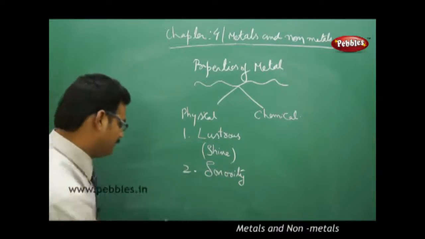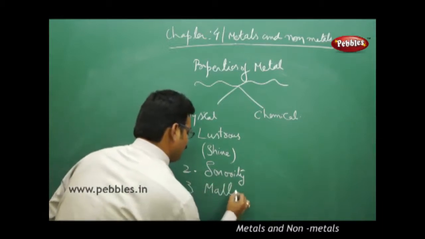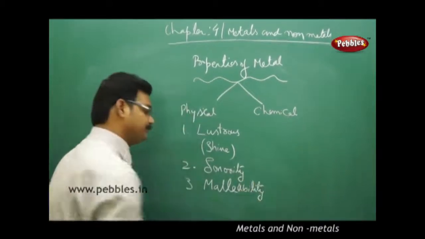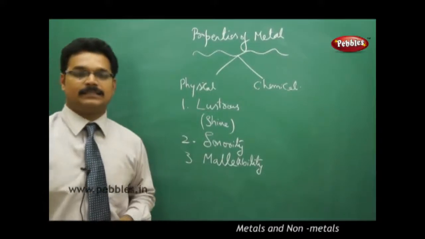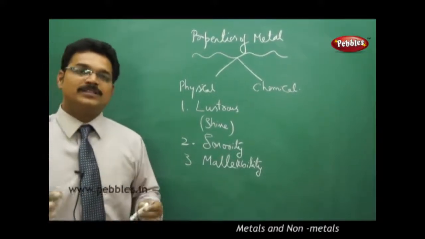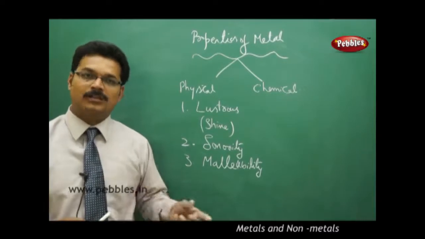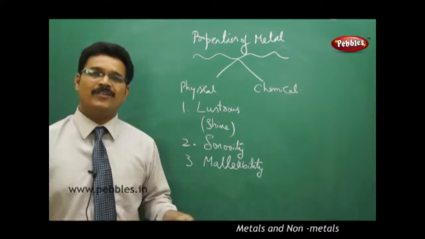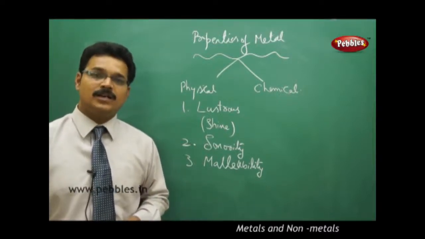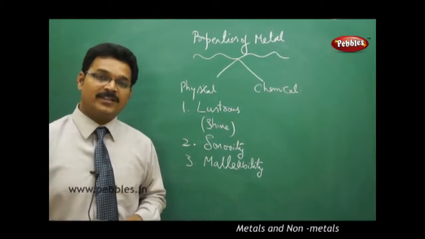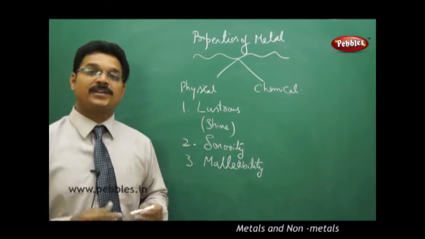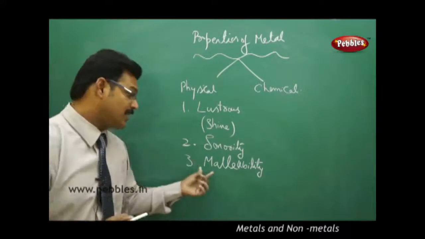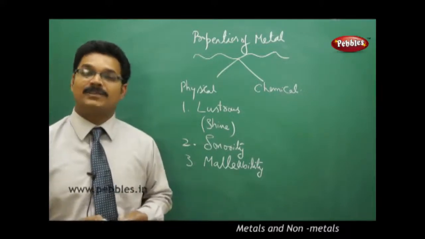The next property, malleability. What is meant by malleability? When you see metals like iron, copper, aluminium, silver, you will find them in different shapes and sizes also. How is it possible? Sometimes you can find iron in cylindrical shape, sometimes in spear shape, sometimes in rectangular or triangle shapes. All these shapes are possible because of another property called malleability of the metal.